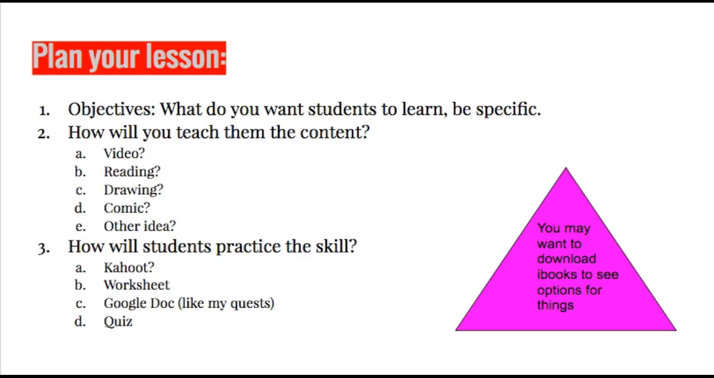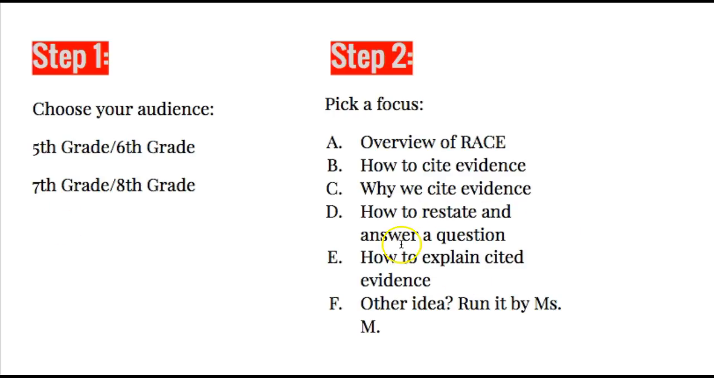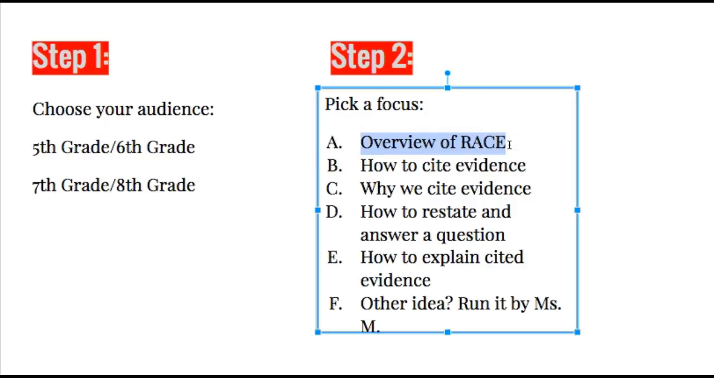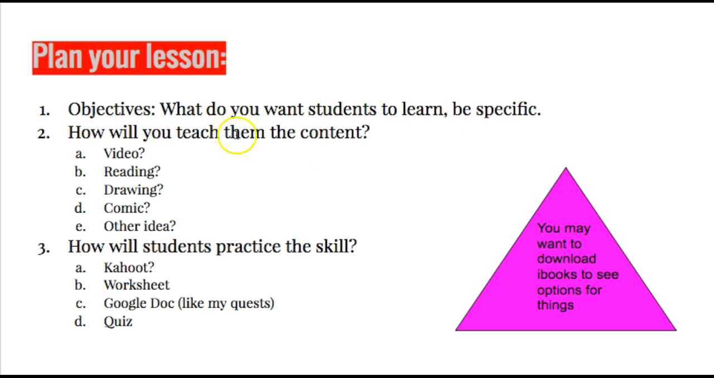Now your partner and you are going to plan your lesson. First is your objectives. What do you want students to learn? Be specific. This is an overall objective, but what can we get even more specific about that? If I'm doing an overview of RACE, there are specific things that should be included in that. What are those things? Make a list.